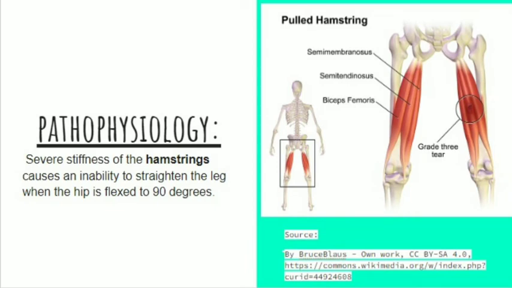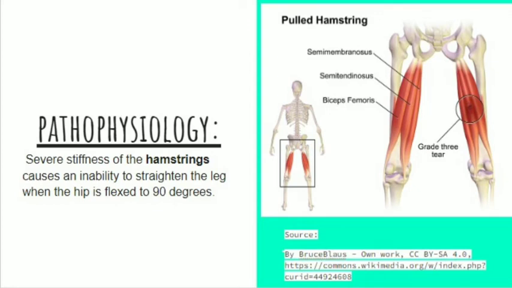What is the pathophysiology behind this test? This test involves the hamstring muscles. The hamstring muscles you can see in the figure are the muscles at the back of our thigh which join our pelvic bone to the knee joint. In meningitis, there is severe stiffness of these hamstring muscles.